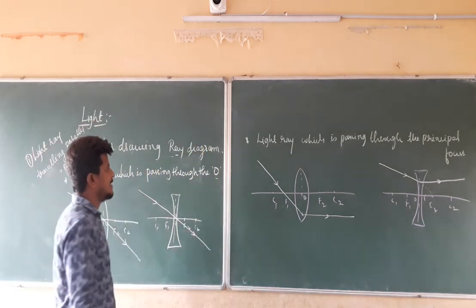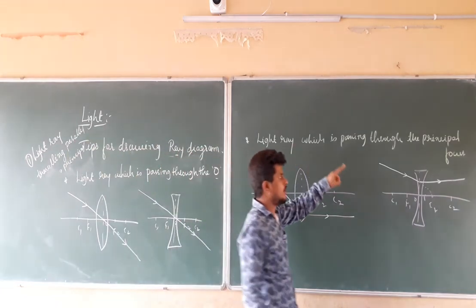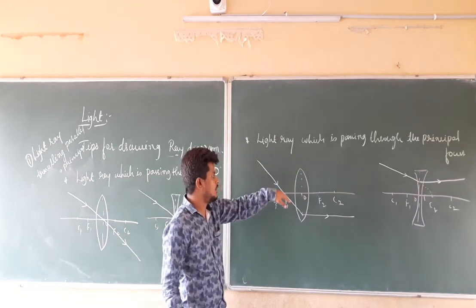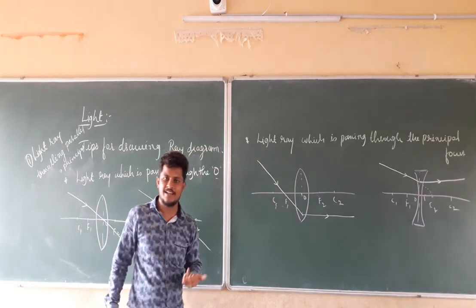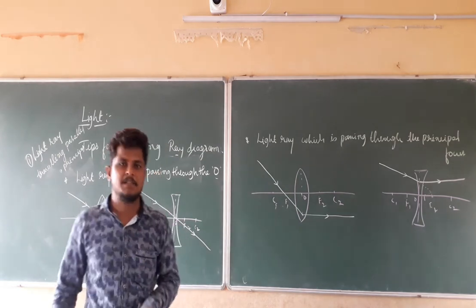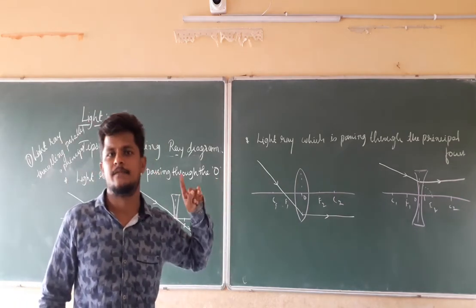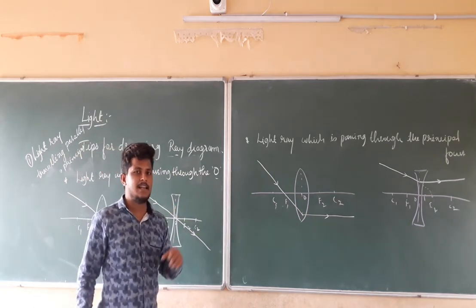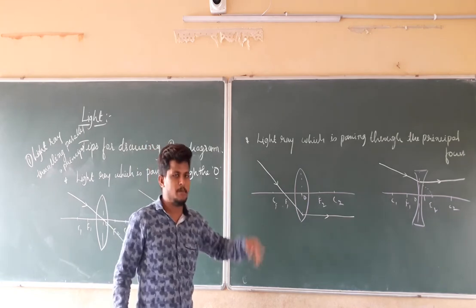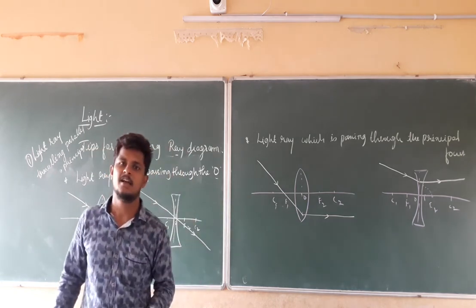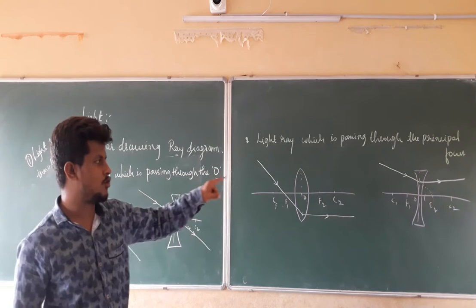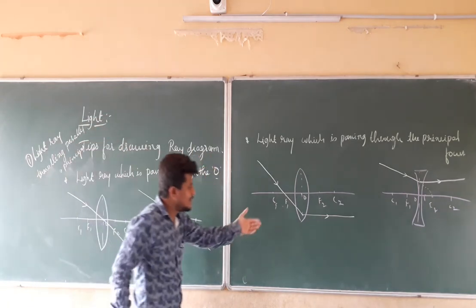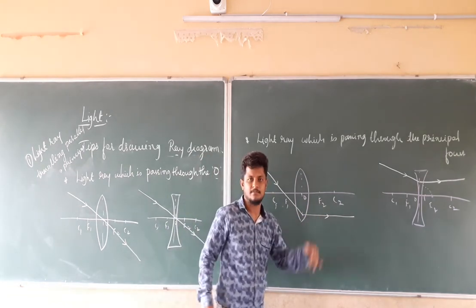In the second condition, in case of a convex lens, the light ray which is passing through the principal focus, on refraction from the lens, travels parallel to the principal axis. In the same manner, in case of a concave lens, the light ray passing through the principal focus on the other side of the lens, after refraction travels parallel to the principal axis in the upward direction. In this case, it is in the downward portion.